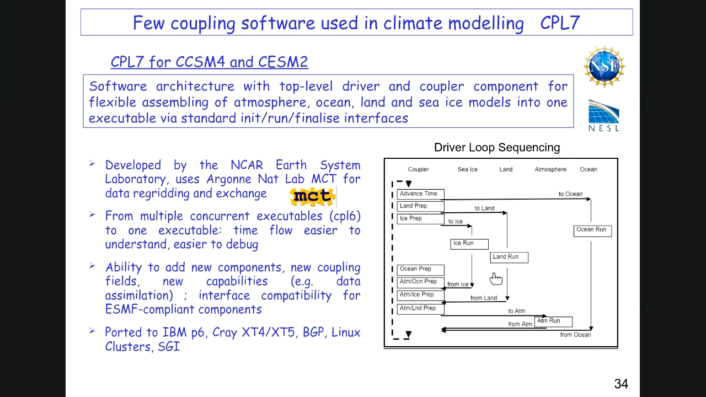And here you have the illustration of the sequencing of actions by the driving layer. The driver manages the time, and at each coupling period, it will start the ocean on a specific set of computing resources. Then it will prepare what is needed for the land model and the ice model to run. It will start the land and the ice on a specific set of processors. And then it will get the data back from these three components, and then it will run the atmosphere.